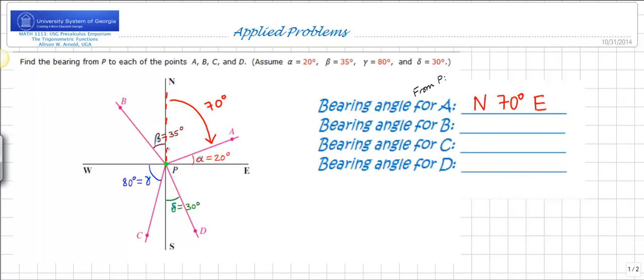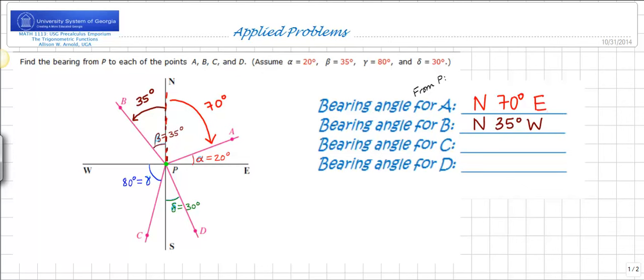Now to go from P to B, it's also above P, so I'm going to head north. And then I need to head toward the west, so I ask myself how many degrees. I see that I'm given the angle beta is 35 degrees, so the bearing from P to B would be north 35 degrees west.